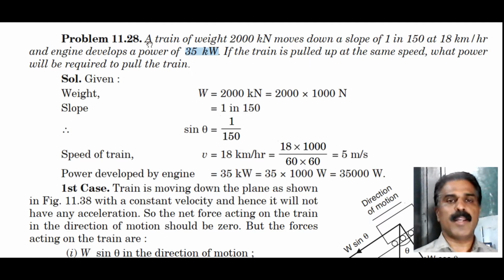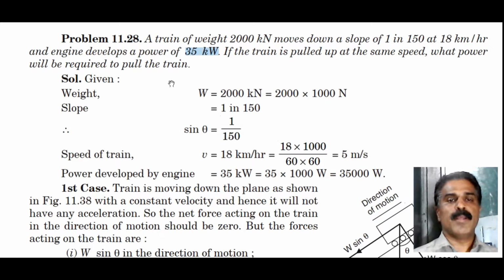So read the question again. A train of weight 2000 kilonewton moves down a slope of 1 in 150 at 18 km per hour with the help of an engine which is developing a power of 35 kilowatts. In this case the train is moving down, and in the next case, if the train is pulled up at the same speed, what power will be required to pull the train up the plane? That is what we have to find out: the power needed to be developed by the same engine to pull the train with the velocity of 18 km per hour up the same plane in the opposite direction.